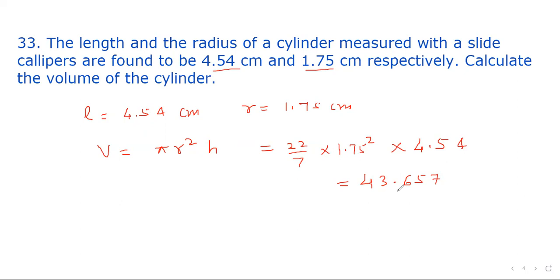Now we have to check the least number of significant figures in the data given: 3. So the answer should be rounded to 3 places. These 3 digits should be there. So we have to drop these 2 digits, so this will be increased by 1. 43.7, and it is volume in centimeter cube.